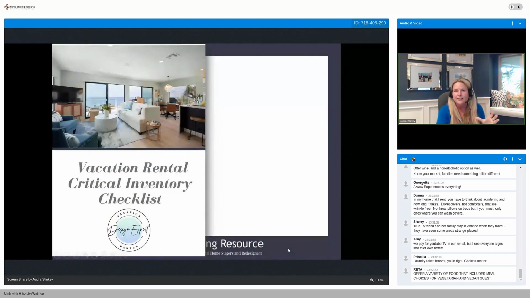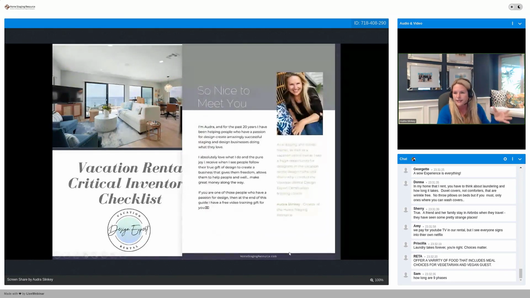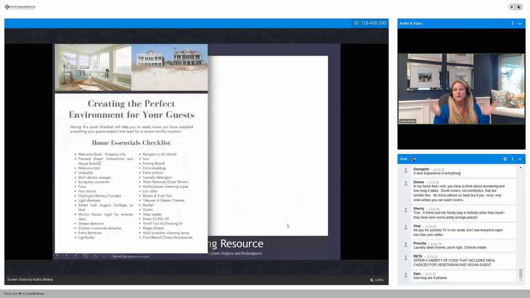So one way to educate, in the training we have the critical inventory checklist. This is a Canva template that we give people where they can edit it to their heart's content. And it has the intro. Any of you who are familiar with my trainings know I give these Canva templates, and they make it easy for you to give tools and resources to clients and add value. So it's really about getting those checklists.